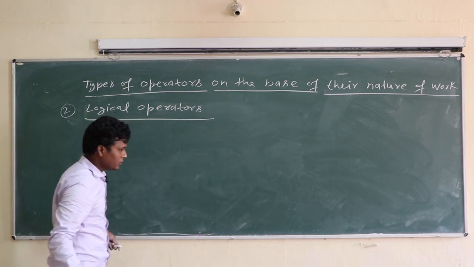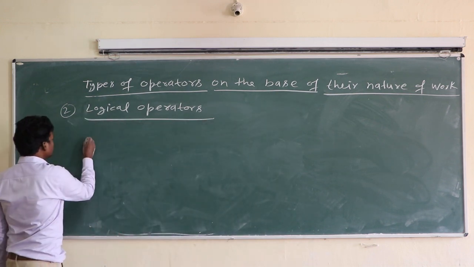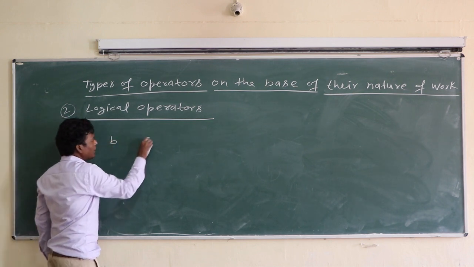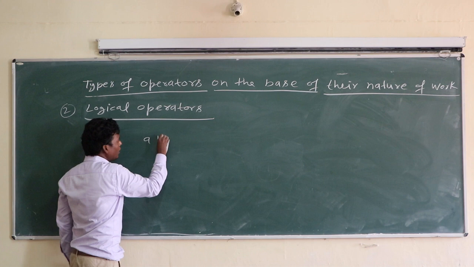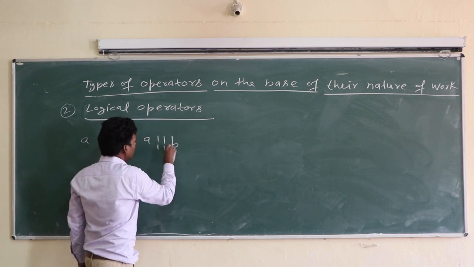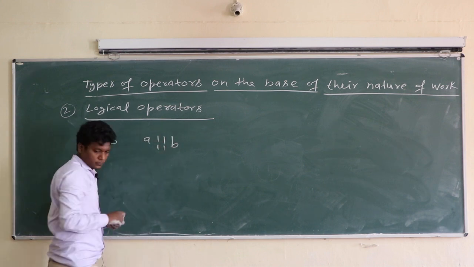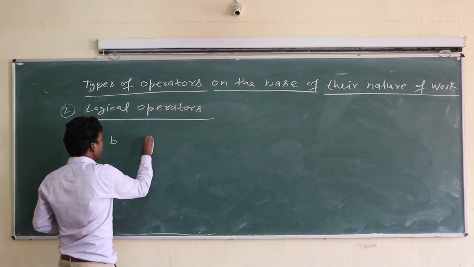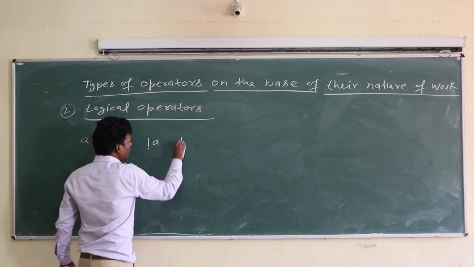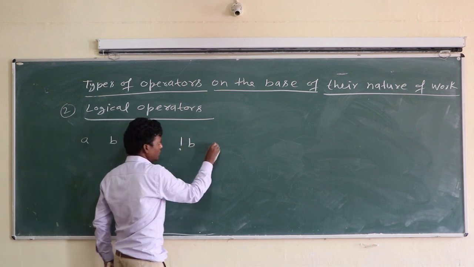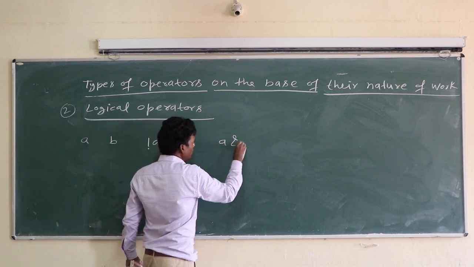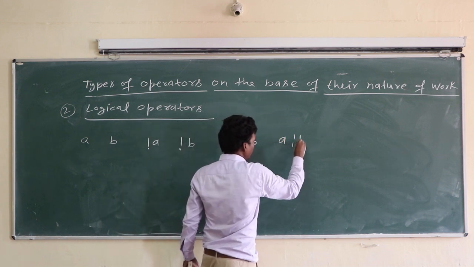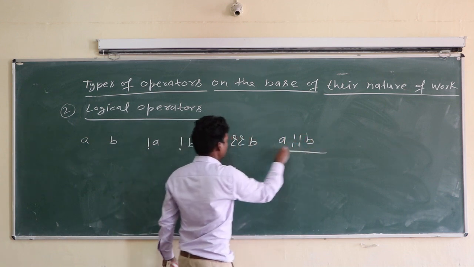How is it performed? For example, suppose A is an operand, B is an operand: A AND B, A OR B. This is logical NOT A, logical NOT B, A AND B, A OR B.